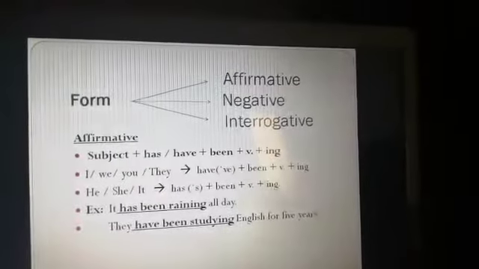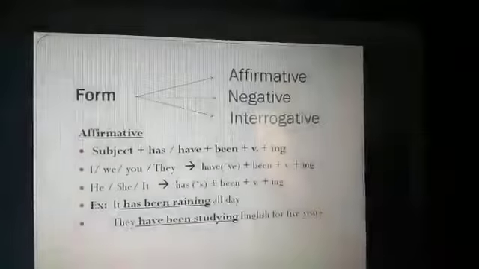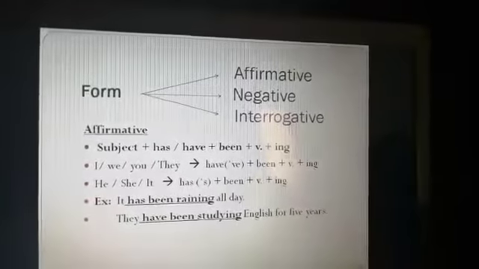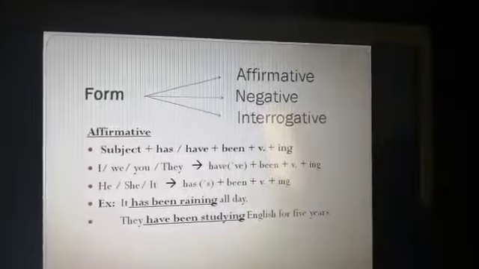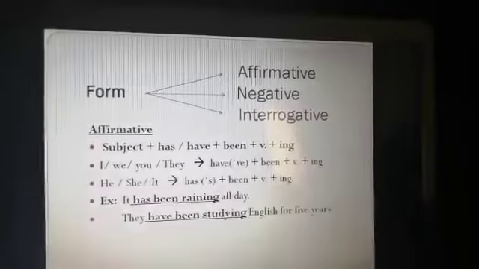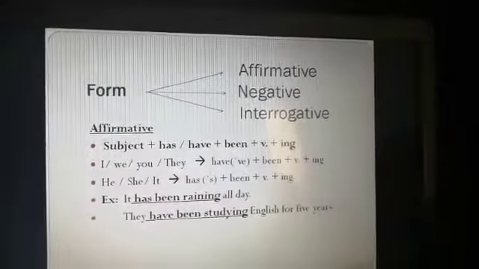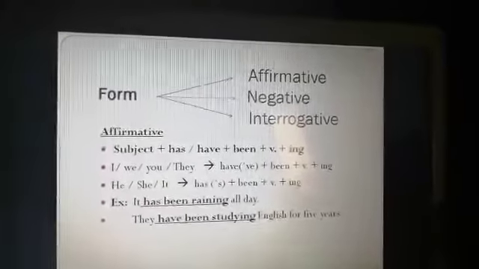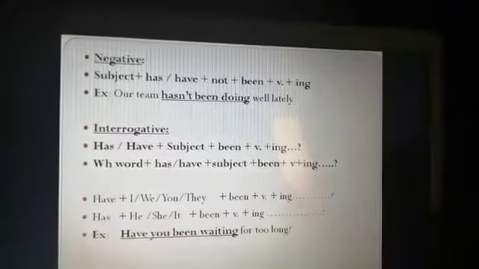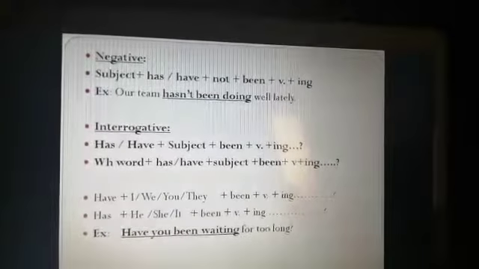Example number 2, they have been studying English for 5 years. The subject here is they, so we're gonna use have and then put been plus the verb study plus ing. Very, very easy. Okay, now with the negative and the interrogative.